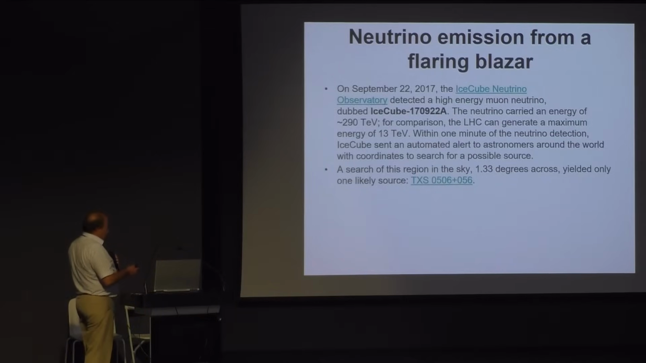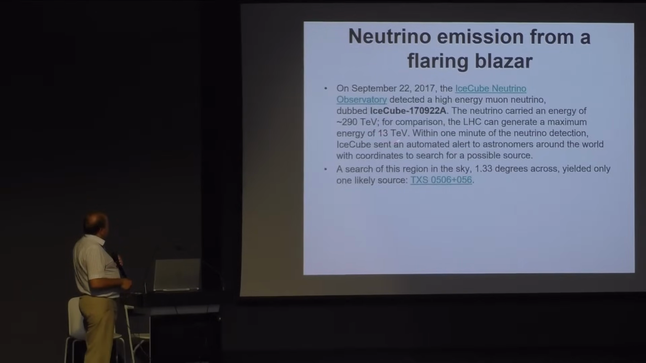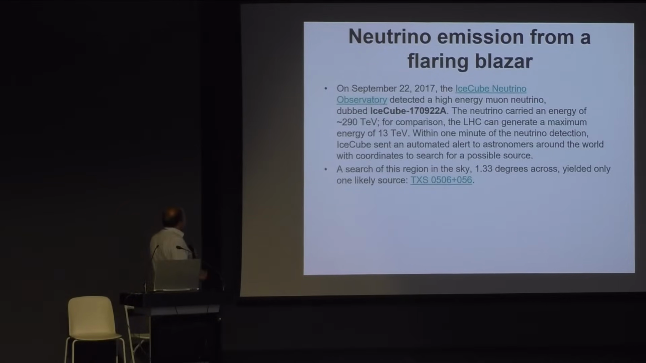In 2017, September 22, the IceCube announced a neutrino carrying an energy of 290 TeV. In comparison, as we said, the energy of a particle that can be generated at the LHC could be up to 13 TeV.